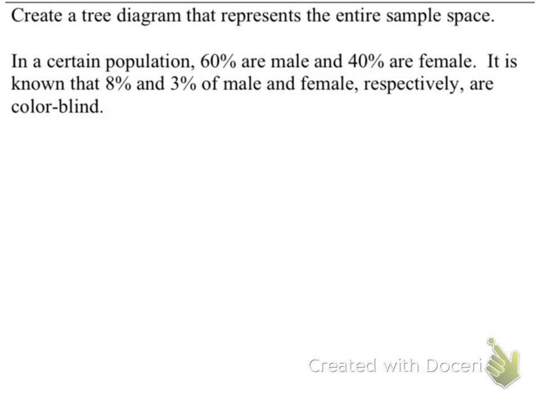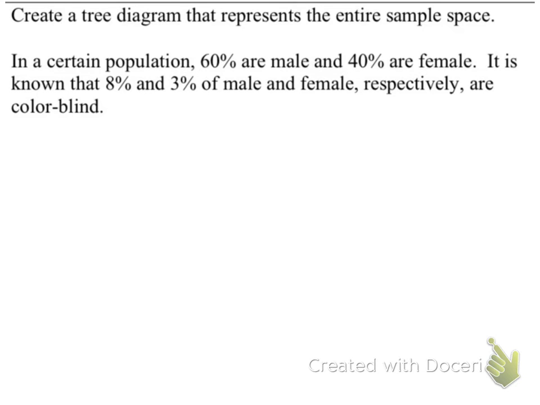Okay, let's take a look at the next one. So now we've got a tree diagram. Still kind of the same idea, it's just a different way to organize your data. So in a certain population, 60% are male and 40% are female. It is known that 8% and 3% of male and female, respectively, are colorblind.